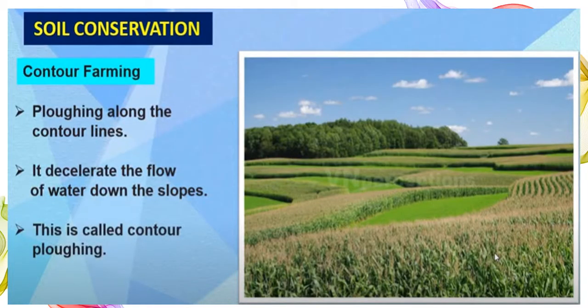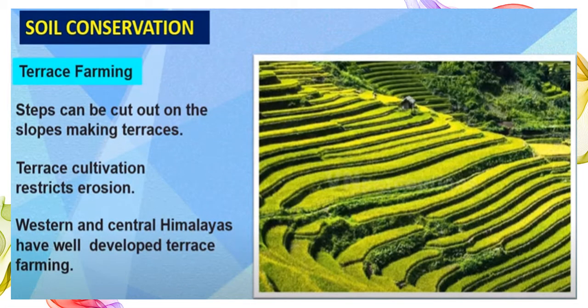Now let's see soil conservation. There are some methods to conserve the soil. In that, first, contour farming. Contour farming is nothing but plowing along the contour lines, which can decelerate the flow of water down the slopes. This is called contour plowing. Next method is terrace farming. Terrace farming is nothing but steps cut out on the slopes making terraces. Terrace cultivation restricts erosion. Western and central Himalayas have well developed terrace farming.